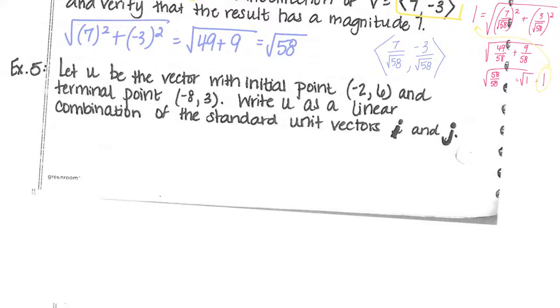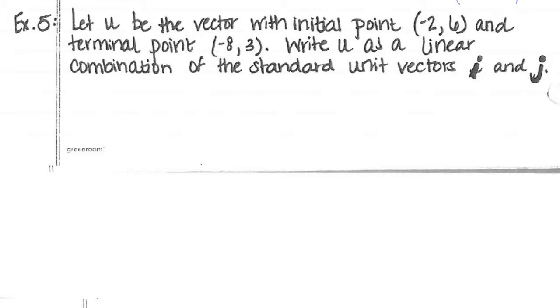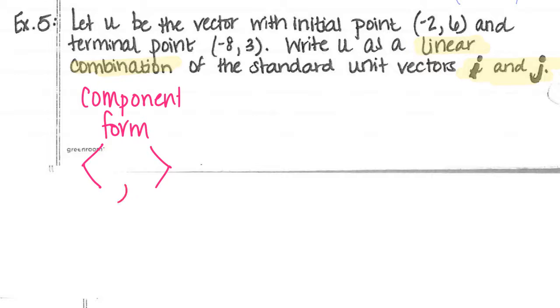All right, so we are going to move into one other funny wording. This is no different than anything that we've done, but it says let U be the vector with initial point -2, 6 and terminal point -8, 3. Write as a linear combination. Linear combination is just like component form, except they have i's and j's. So let's write a little reminder here. Component form has carets, so we typically write the x, y in carets. Linear combination has something i plus something j. So we're going to work with the linear combination.